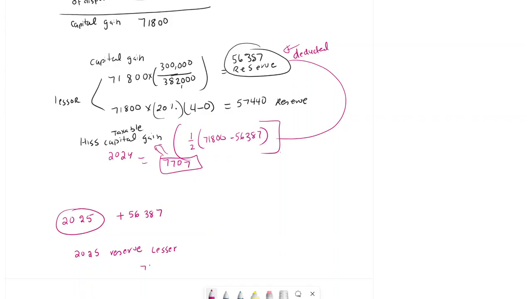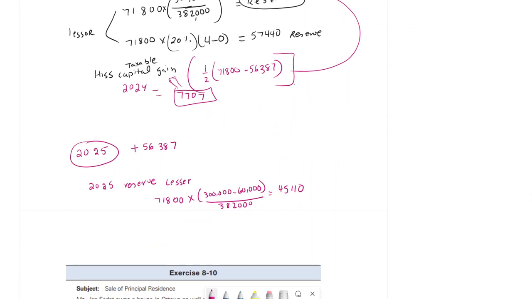My first number was 71,800. That was my capital gain, not yet due. They made another payment. How are we going to do it? They owed us 300,000. They paid another payment of 660,000 divided by the 382, and my reserve becomes 45,110. And then we have 71,800 multiplied by the 20%.